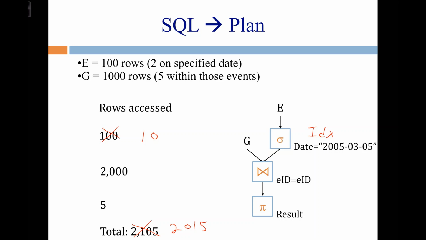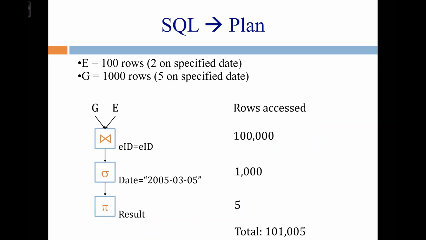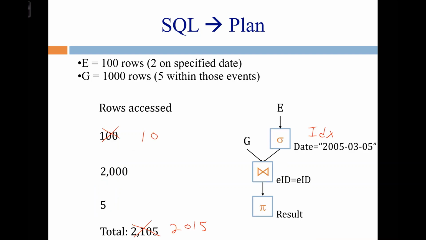And if we go back to the first plan that was doing the join first, it was looking at about 100,000 row accesses. So the much bigger difference came from just rearranging the operations of the query and doing the join after the filter. Joins are typically where most of the time is spent in evaluating a query.